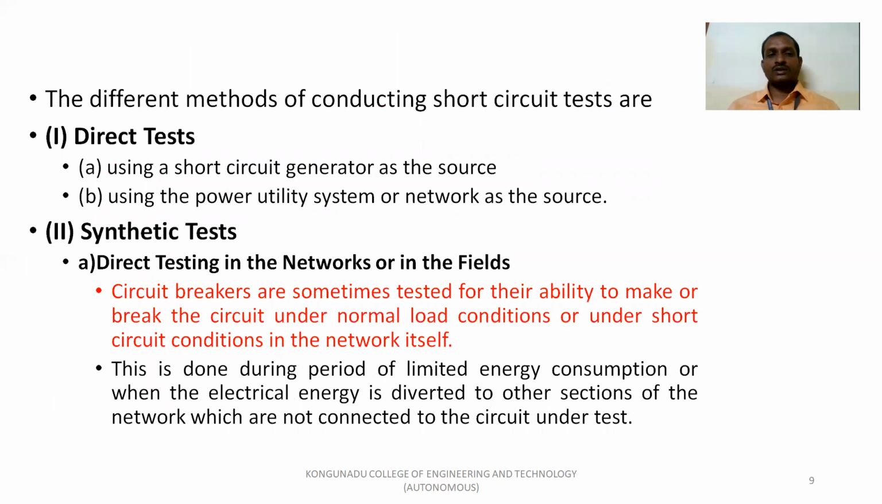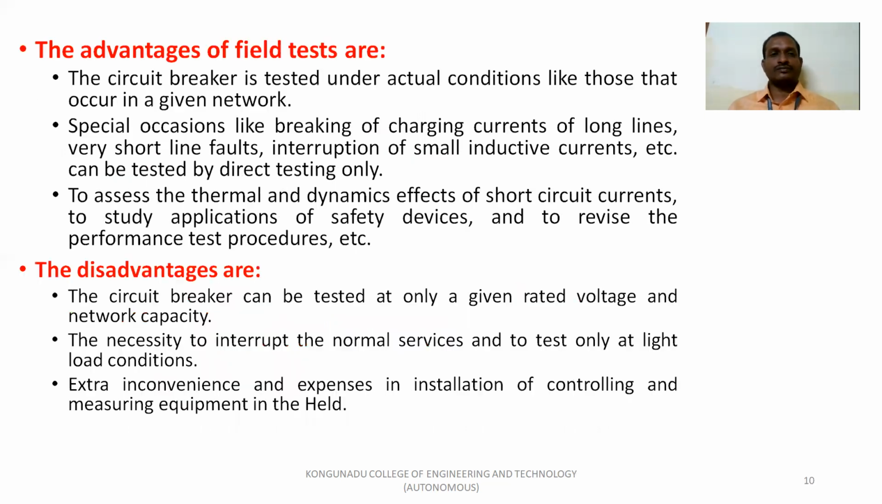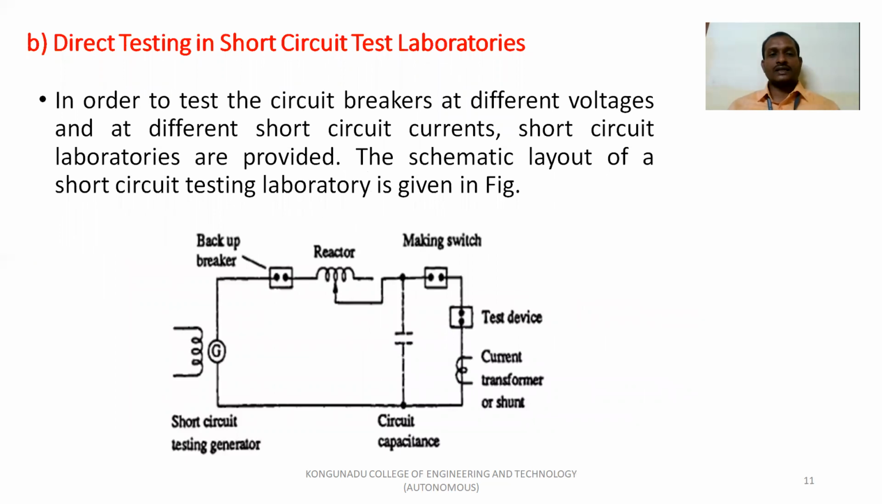Two types of tests are there: one is the direct test, and the other is the indirect synthetic test. In the direct test, a short circuit generator or the utility power system is used as the source. In field testing, we test the equipment directly in the network itself. There are some advantages and a few disadvantages also. Next is direct testing in a short circuit laboratory. With the help of a short circuit laboratory, we apply different short circuit currents to the equipment and finally test it.